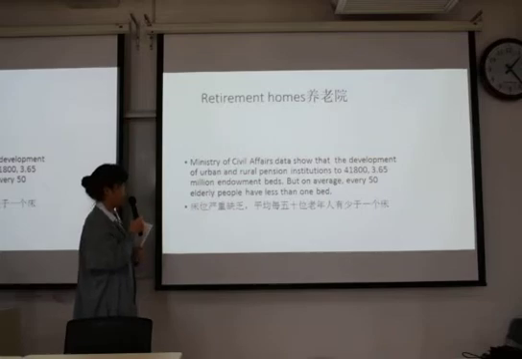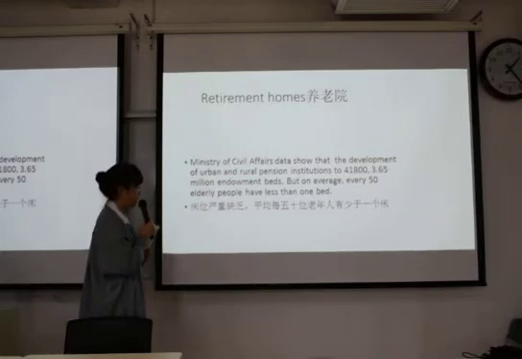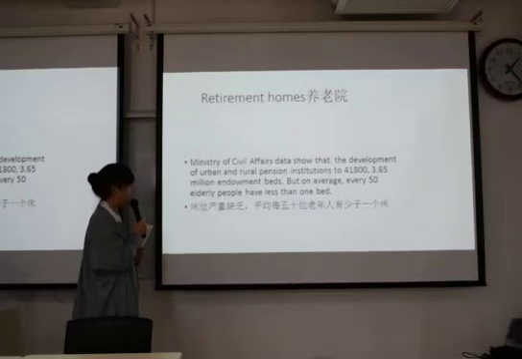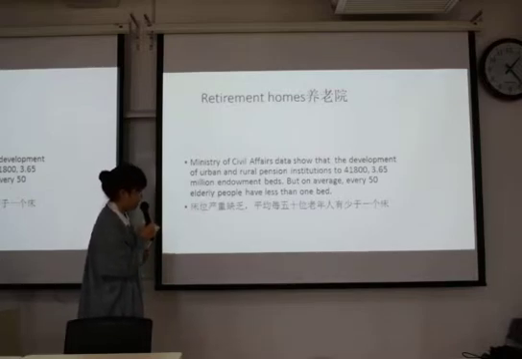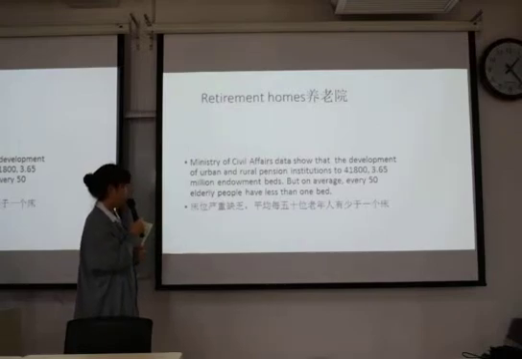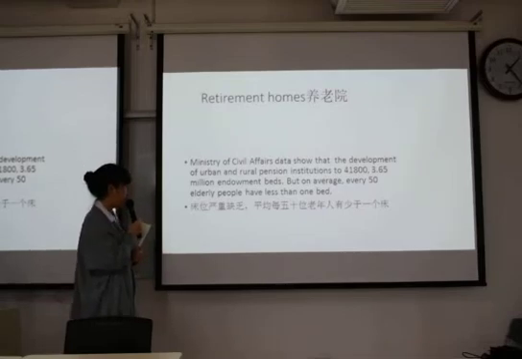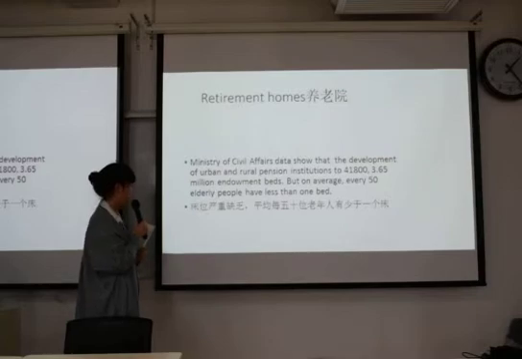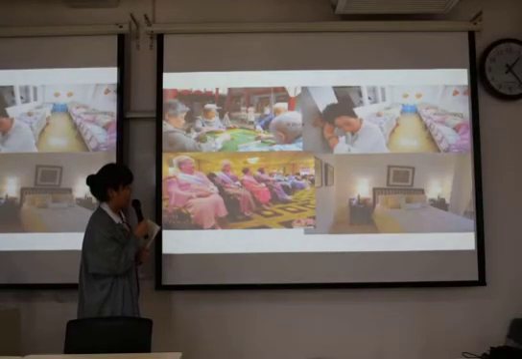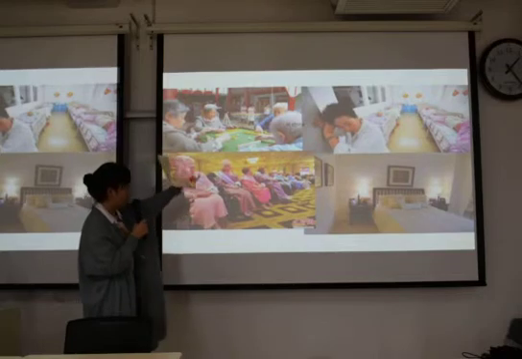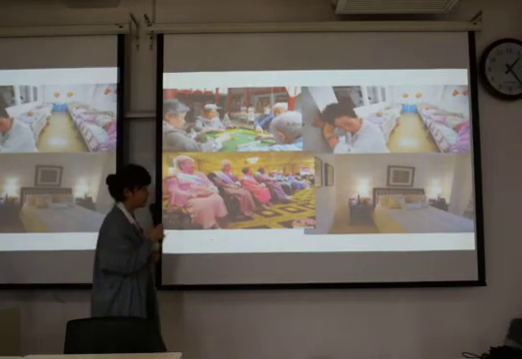This is a retirement home. Ministry of Civil Affairs data shows that the development of urban and rural pension institutions reached 41,800, with 3.65 million beds, but on average, every 15 elderly people have less than one bed. This is a retirement home in China. This is in the USA.